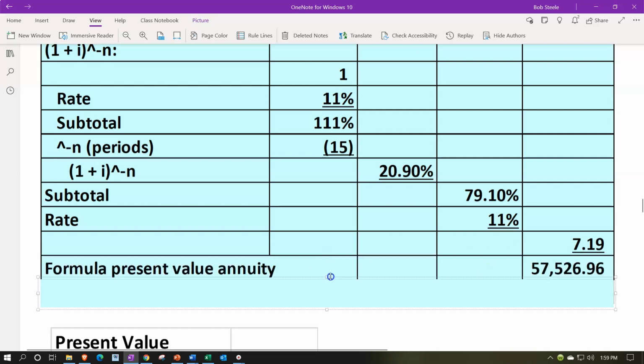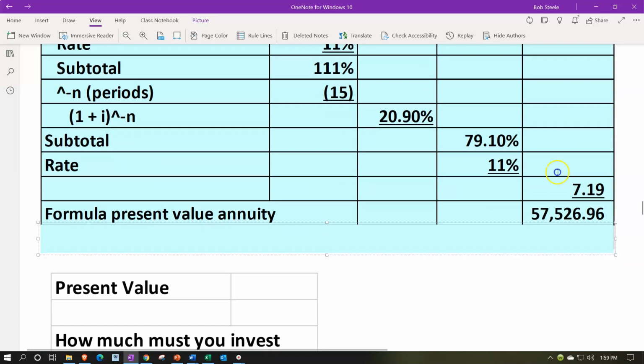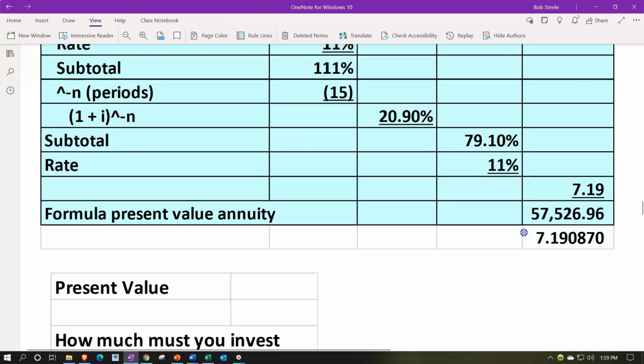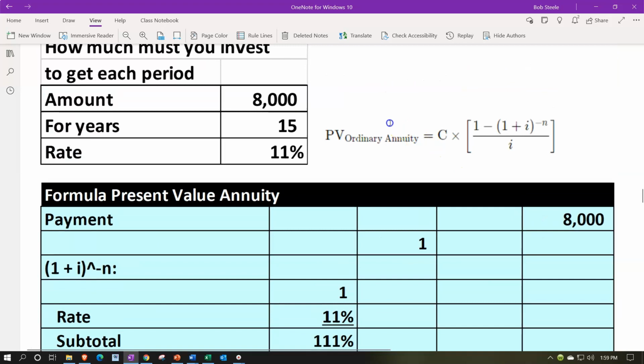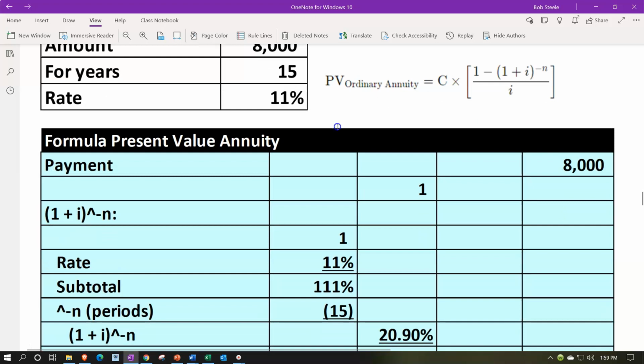And then we're going to take that and multiply it times the 8,000. That's going to give us our 57,526.96. So there's our 57. And notice this rate here is actually this if we pulled it out to more decimals. And this is what you would expect to see on a table. So that means if we had the 57,526.96, then you would think that that would be equivalent to the annuity for the 8,000 for 15 years, and that would be hopefully enough to then, at the 11%, receive the 8,000 for the 15-year period.